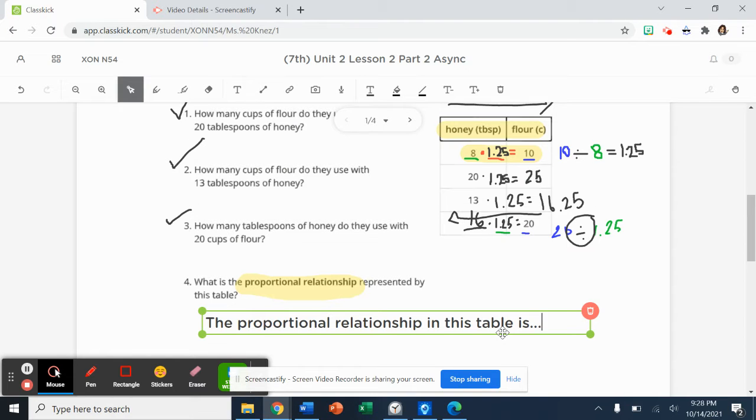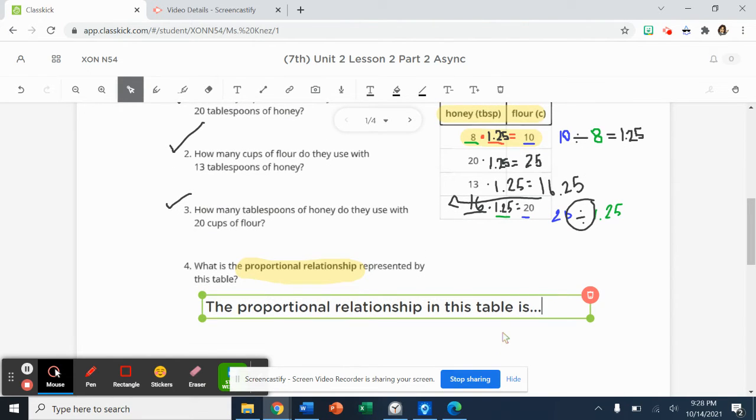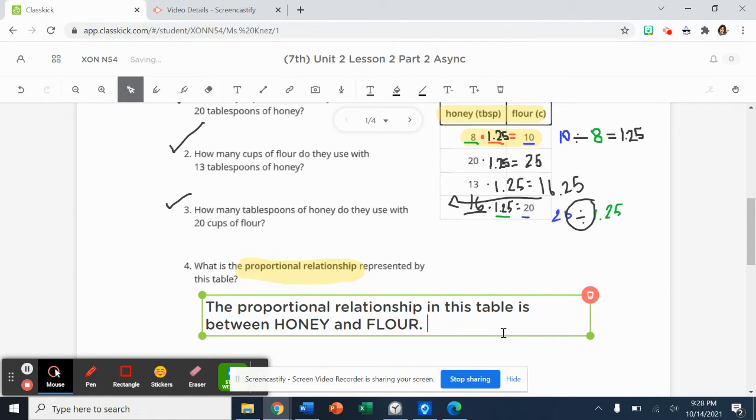Okay, so you should have given this a try. Let's talk about it. There's a few details we discussed in class. First is the basics. The proportional relationship in this table is between honey and flour. But more specifically, you might have noticed that the number 1.25 was extremely important.